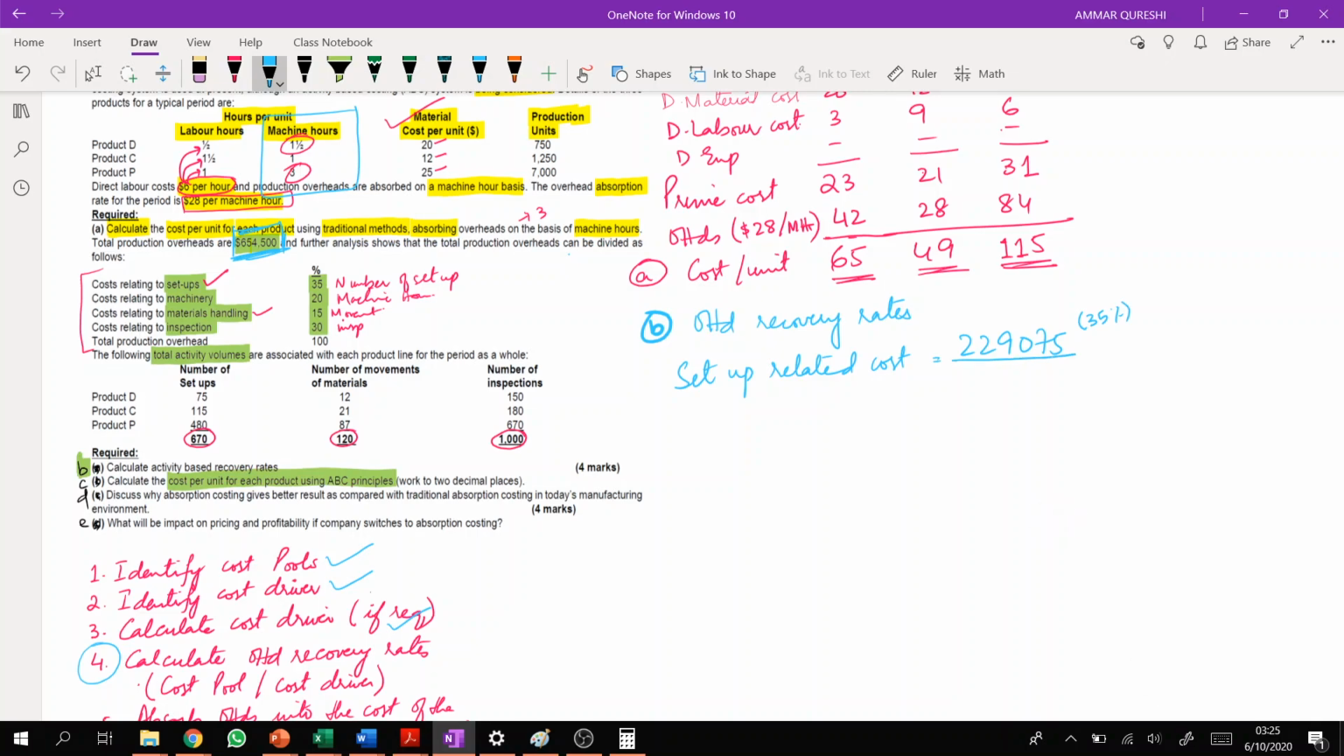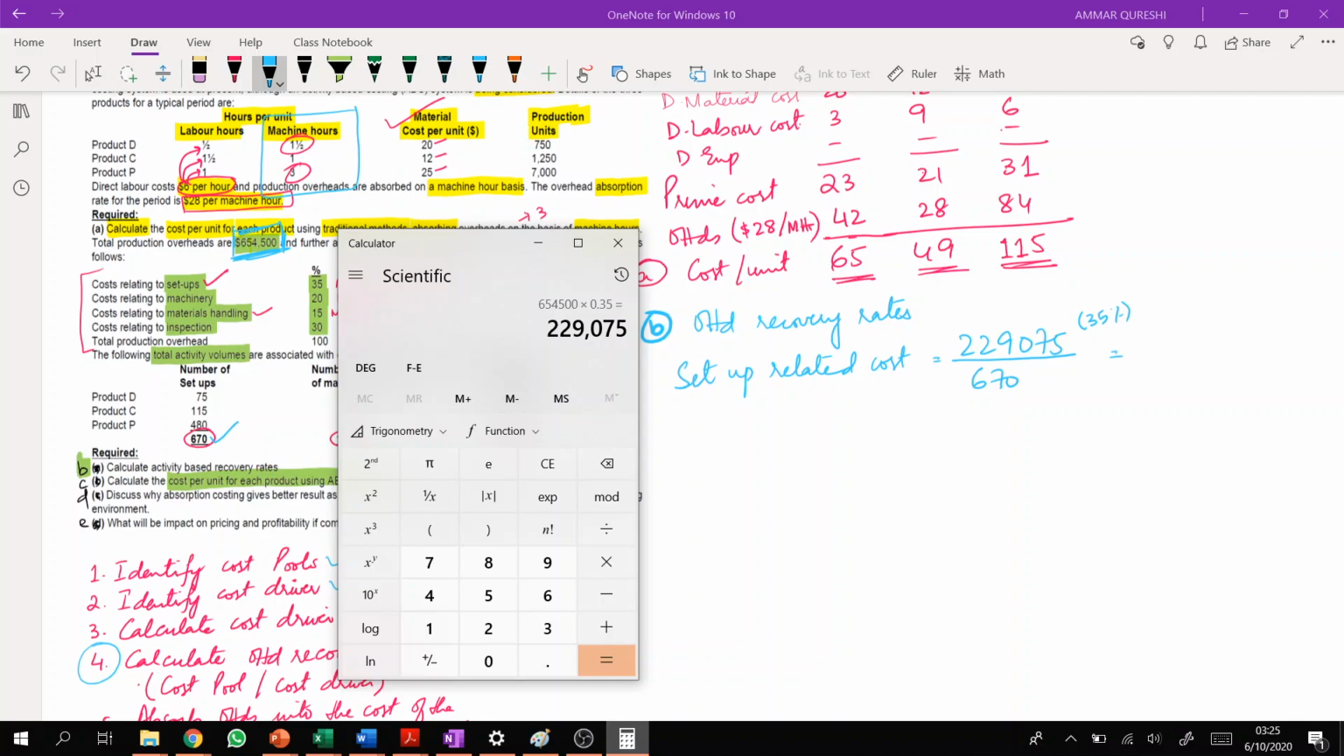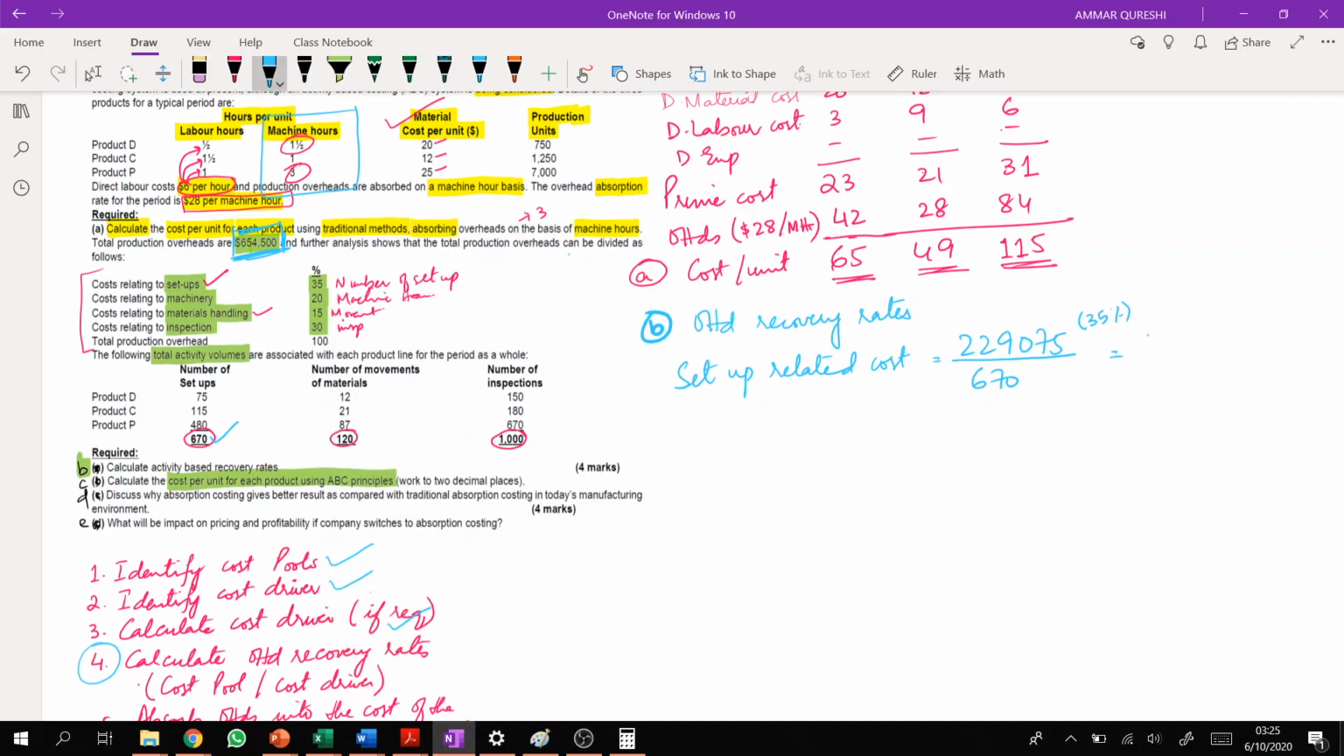Divided by what? Divided by number of setups. Number of setups are given in the question. It's 670. So what will be the rate? Divided by 670. It's 341.9. It's 341.9 per setup, right?